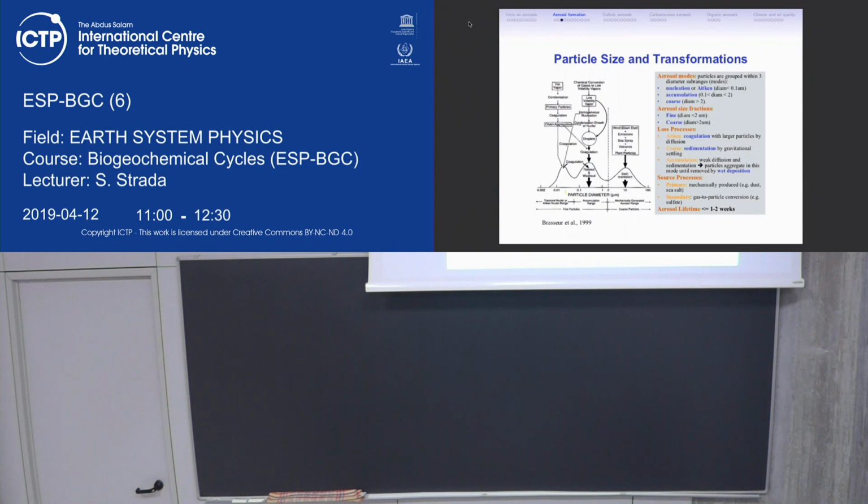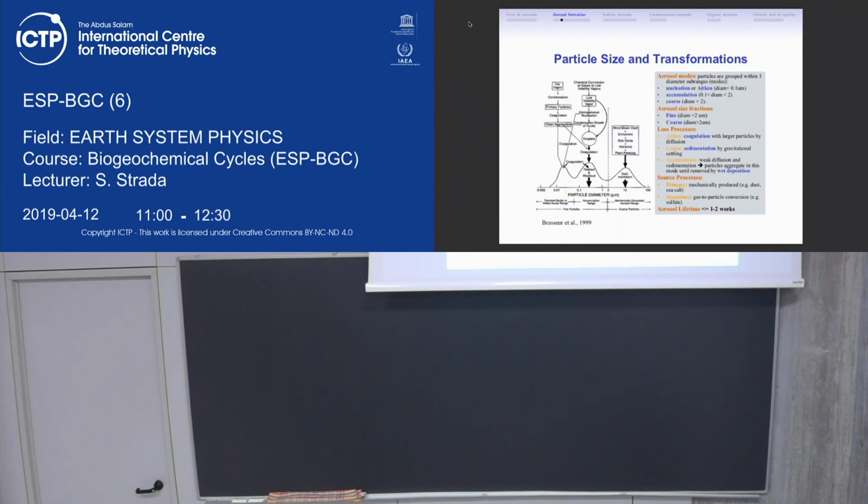And then depending on which mode these particles belong to, the loss processes are also different. For the nucleation or Aitken mode, the main loss process is coagulation, the collision with large particles. For the accumulation mode, the main loss process is wet deposition, being scavenged by rain.